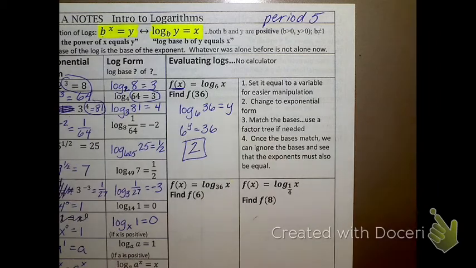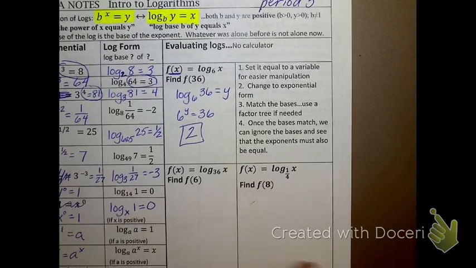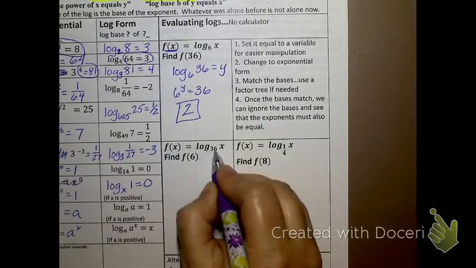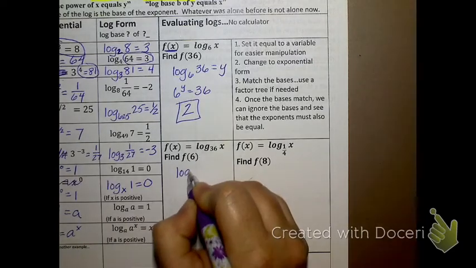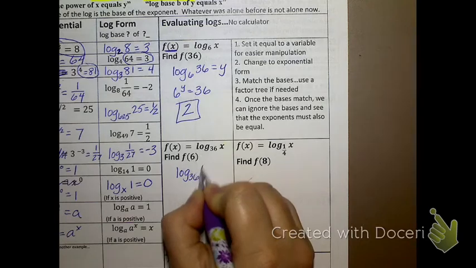y equals 2. I would just write 2. Don't worry about the y equals. Okay, let's look at this guy. Log base 36 of x, but I don't want to put in x, I want to put a 6.